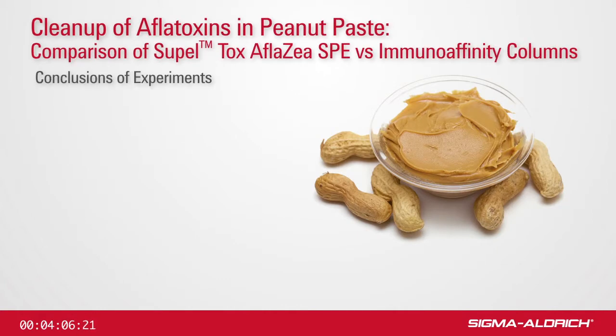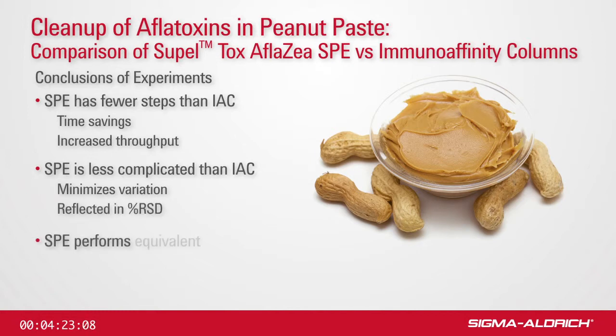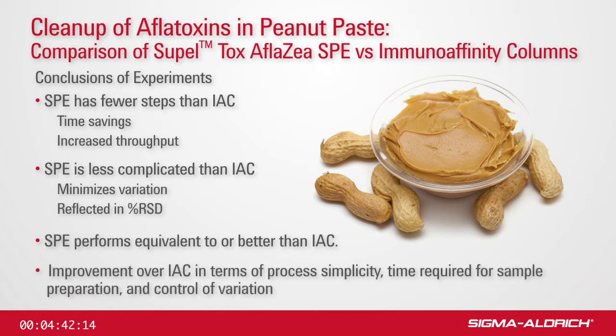In conclusion, this experiment supports the premise that SPE involves fewer steps than IAC, leading to time savings and increased throughput. SPE is less complicated than IAC, minimizing variation. And the performance of the SupelTox SPE cartridge is equal to or better than IAC. In terms of process simplicity, time required for sample preparation, and control of variation, the SupelTox AlphaZea SPE cartridge demonstrates improvements over the immunoaffinity technique for the analysis of aflatoxins in peanut paste.